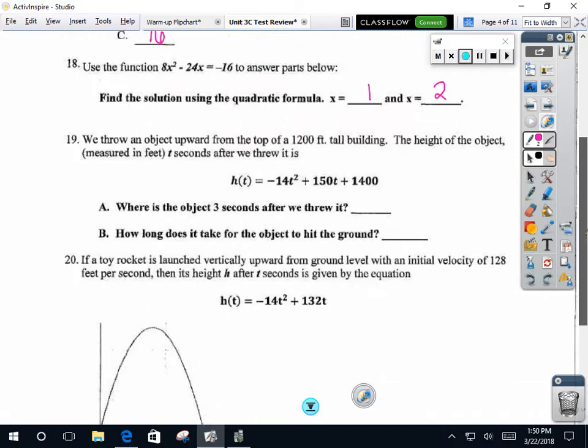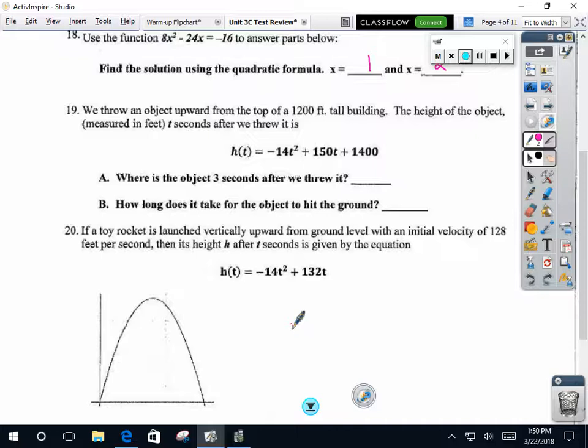All right, number 19. We throw an object upward from the top of a, this should say 1,400, not 1,200, 1,400 foot tall building. The height of the object measured in feet, t seconds after we threw it, is represented by this equation. Where is the object 3 seconds after we threw it? What would you do?